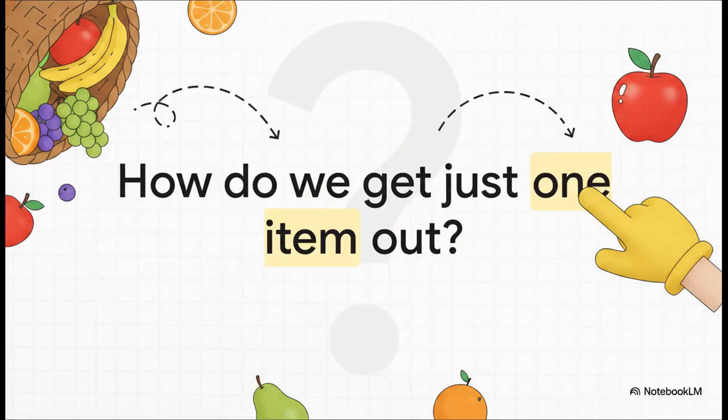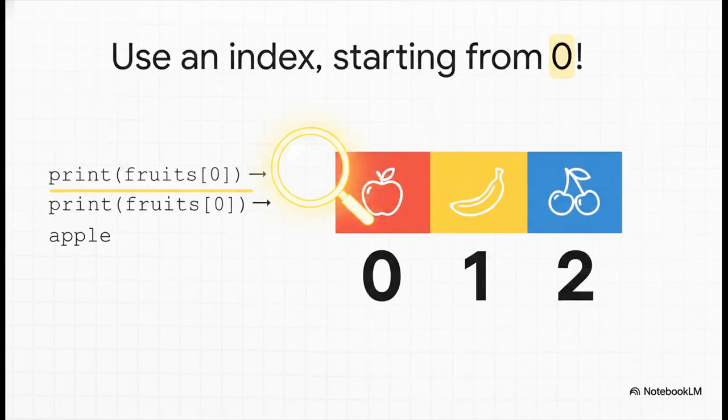Okay, so we've got our list, our little basket of fruit. But what if you don't want the whole thing? What if you just want to grab, say, the apple? How do you pull out just one single item? The answer is something called an index. And listen up, because this is maybe the number one thing that trips up new programmers. In Python, we start counting from 0, not 1, 0. So that first item, our apple, is at index 0. To get it, you just type the name of the list, followed by a 0 in square brackets.